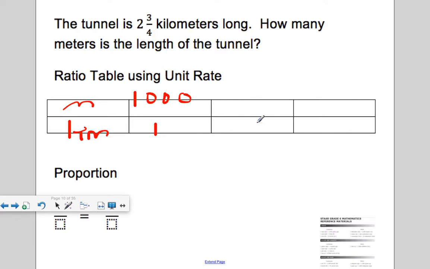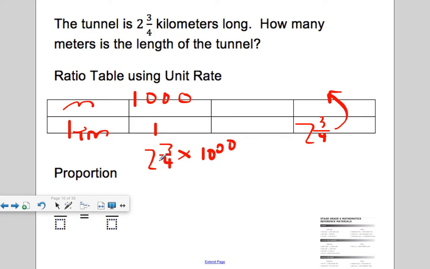So where would I put 2 3/4 kilometers? Top or bottom? Bottom, right here, 2 3/4. So how do you turn 1 kilometer to 1,000 meters? You multiply by 1,000. I'm going to have to multiply this by 1,000. Do you still remember how to multiply mixed numbers? If not, go back to my previous lessons.